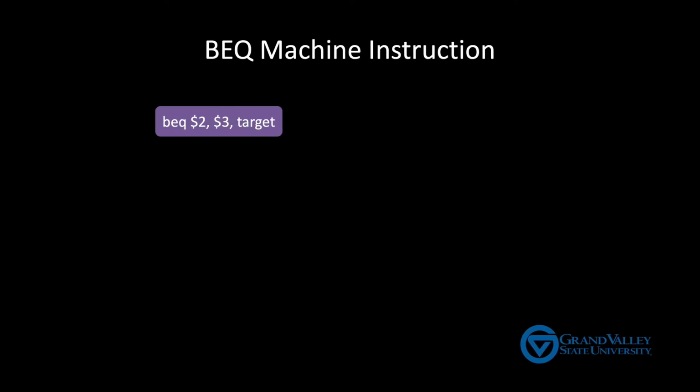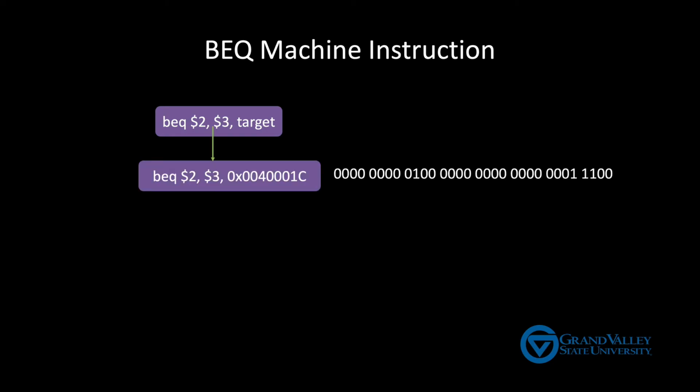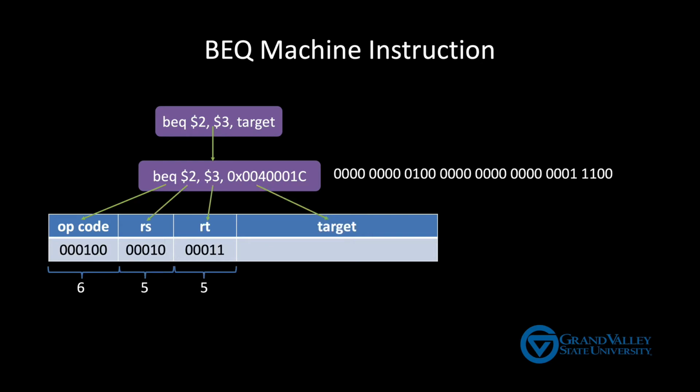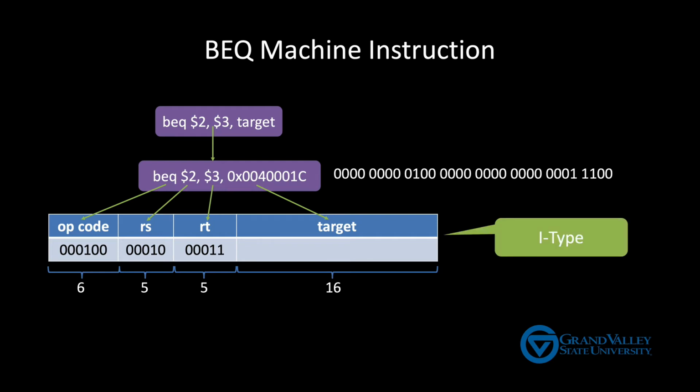So let's look at the branch if equal machine instruction. As with our sample jump, let's assume the label target refers to this address. This machine instruction requires an opcode, 2 registers, and a target address. The opcode and 2 registers take up 16 bits, leaving 16 for the target address. Notice that this is the same pattern as the addi, andi, ori, and so on. Therefore, like those instructions, it's considered an I-type instruction.